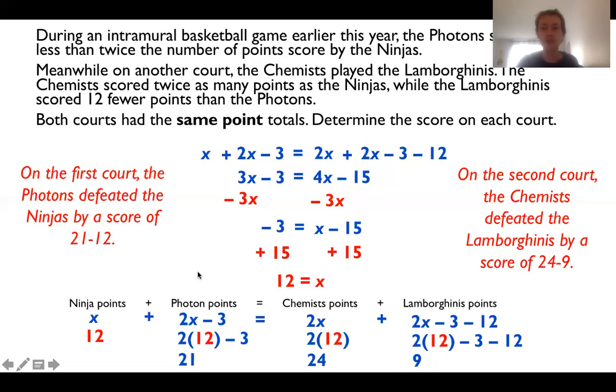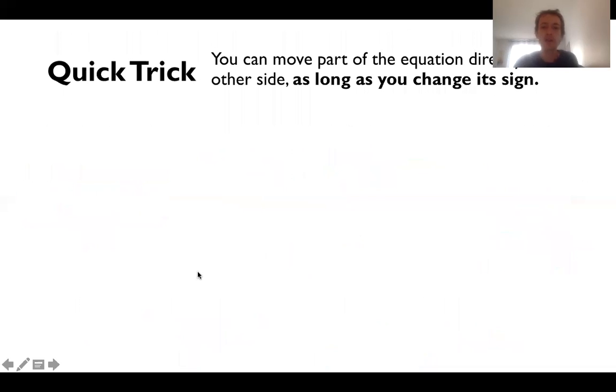And if you want, just for fun, here is a little quick trick that you'll be doing a little bit more of in Sec 2. It says you can move a part of an equation directly to the other side, just to save you a little time, as long as you change its sign. It's what we're doing already, but it looks a little bit quicker.